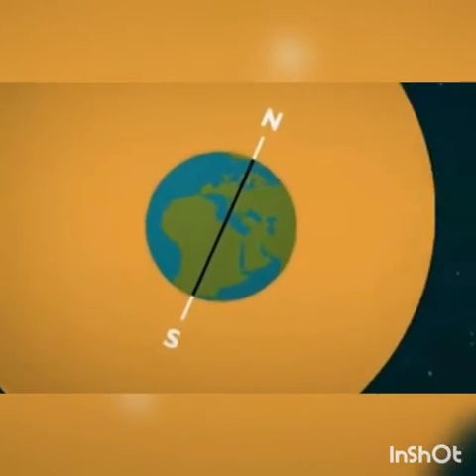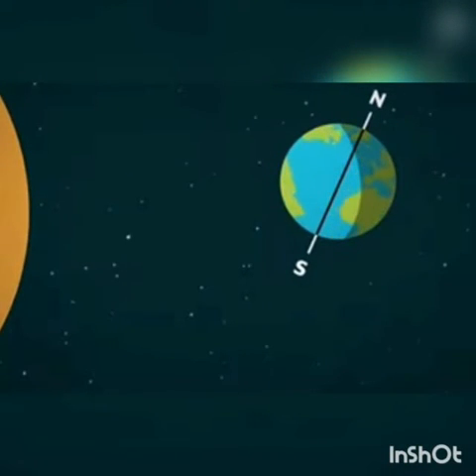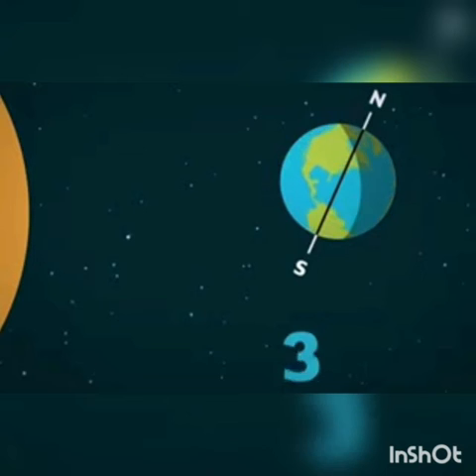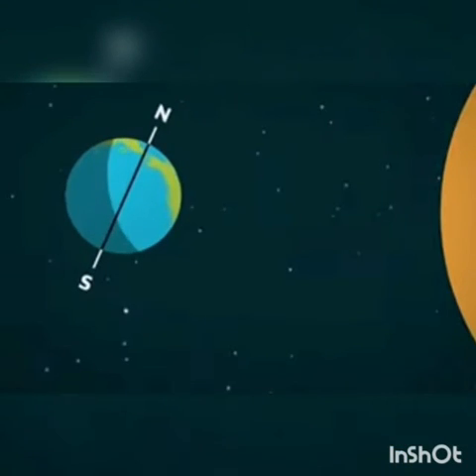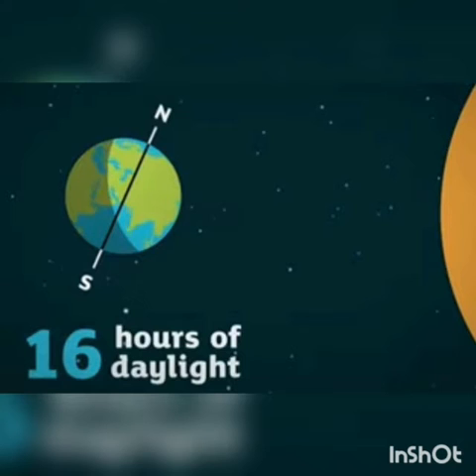In winter, the northern hemisphere is tilted away from the sun. This means fewer hours each day are spent in daylight. In summer, the northern hemisphere is tilted towards the sun. This means more hours each day are spent in daylight.